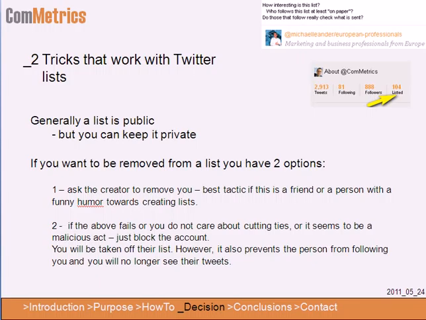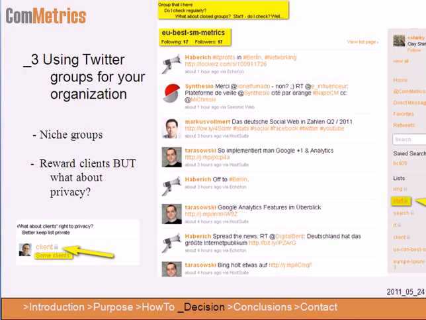The trick that works with it, you can make them public or you can make them private. And if you want to get removed from a list, you have 2 options. Either you ask the person, or second, as I've outlined, you just block them. You can then no longer follow them or get their tweets, but they can no longer see yours, and you're off the list you don't want to be on.